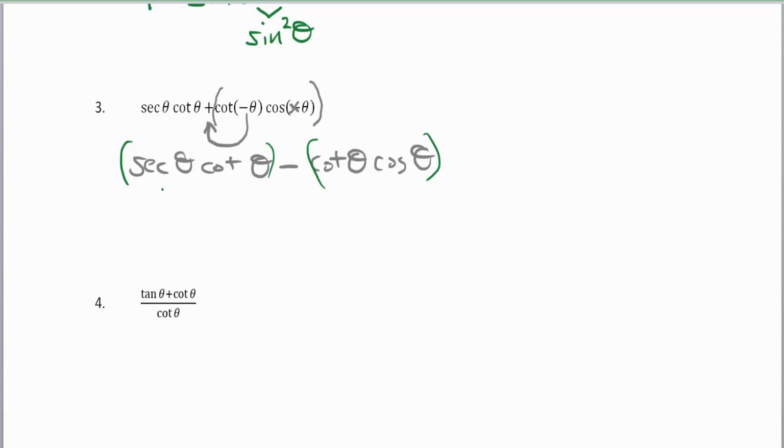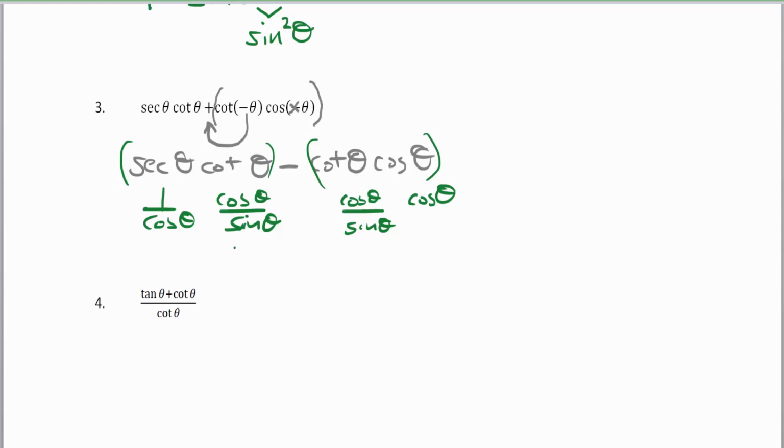So secant is going to be 1 over cosine theta. And cotangent is going to be cosine theta over sine of theta, thanks to the reciprocal property and the quotient property, or identity here. Then what we have is this cotangent theta, again, is going to be cosine theta over sine theta. And then over here we have in the numerator cosine theta.